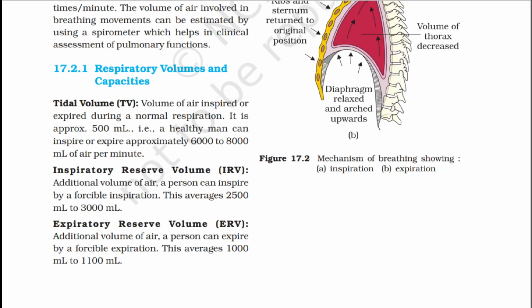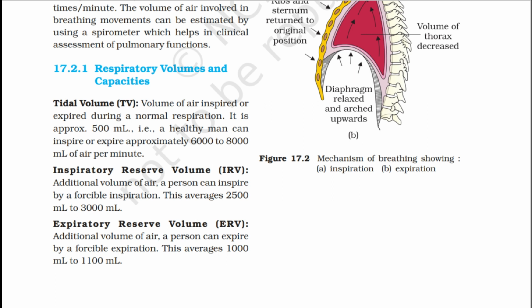The volume of air involved in breathing movements can be estimated by using a spirometer, which helps in clinical assessment of pulmonary functions. Respiratory volumes and capacities. Tidal volume: volume of air inspired or expired during a normal respiration. It is approx 500 ml, i.e., a healthy man can inspire or expire approximately 6,000 to 8,000 ml of air per minute.